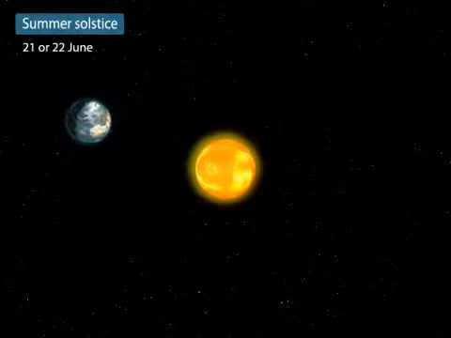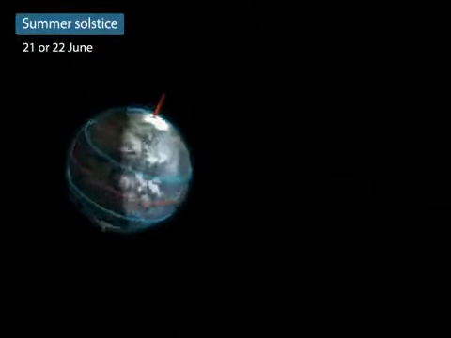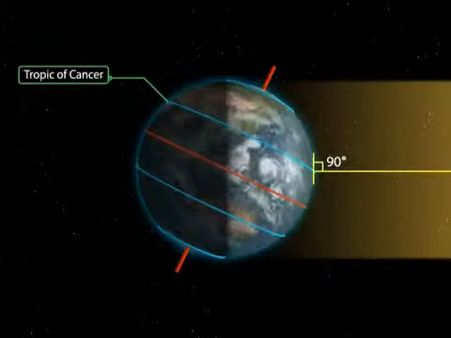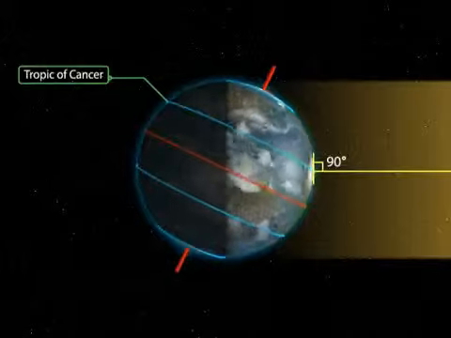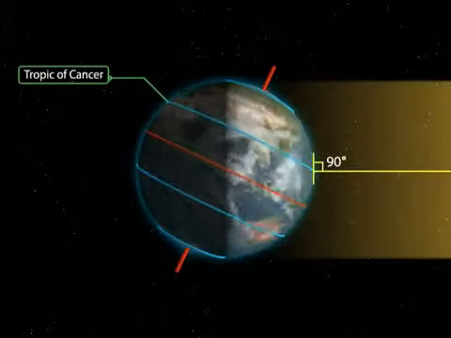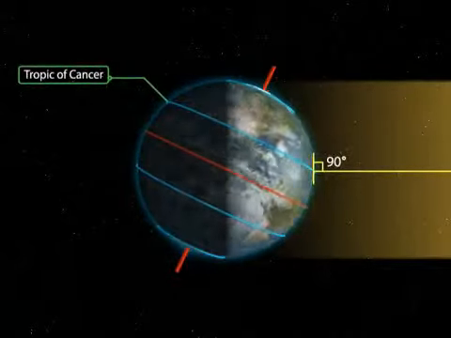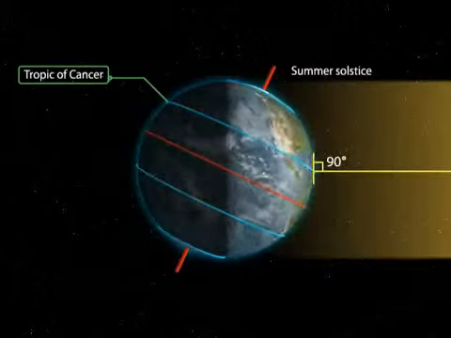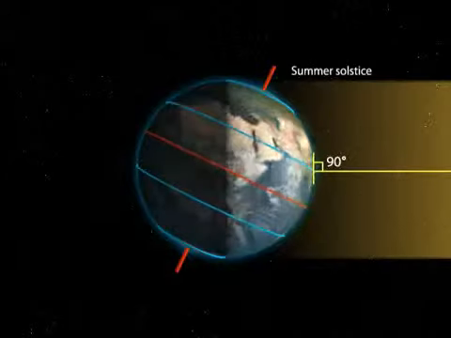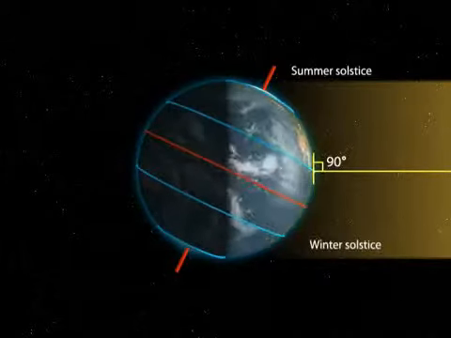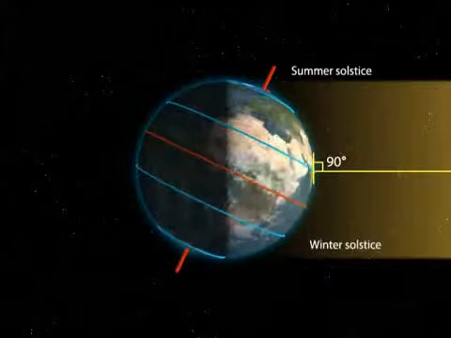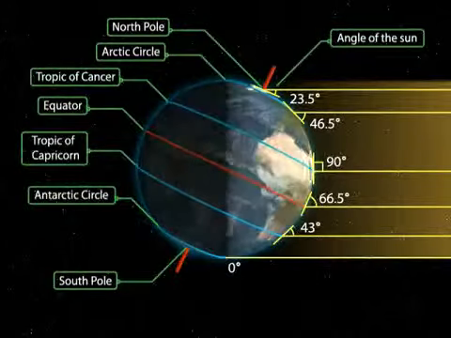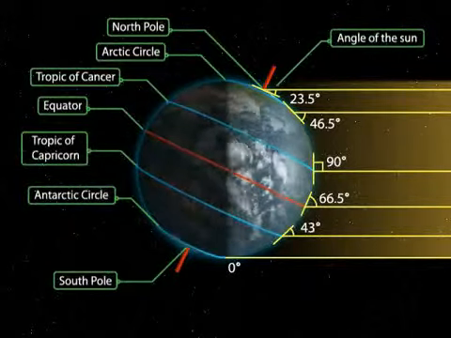Summer solstice. On the 21st or 22nd of June, the overhead sun is over the Tropic of Cancer. It receives the largest amount of solar radiation. At this time, the northern hemisphere is in the summer solstice, while the southern hemisphere is in the winter solstice. The angle of the sun decreases towards the poles.